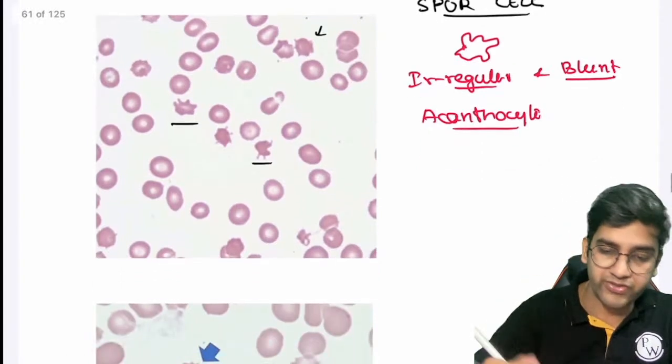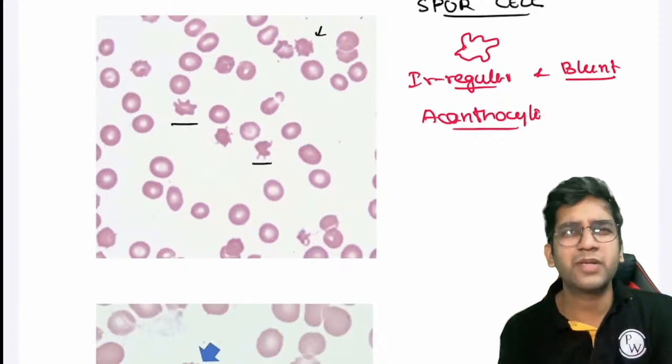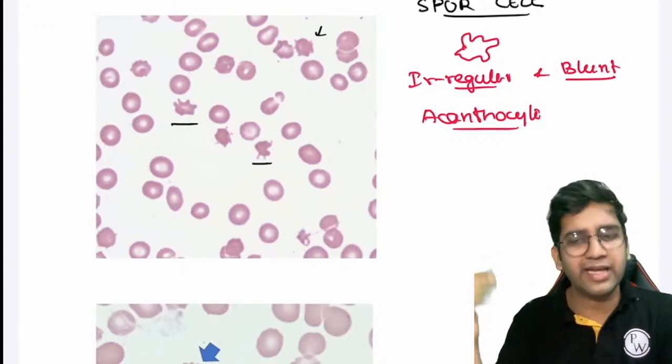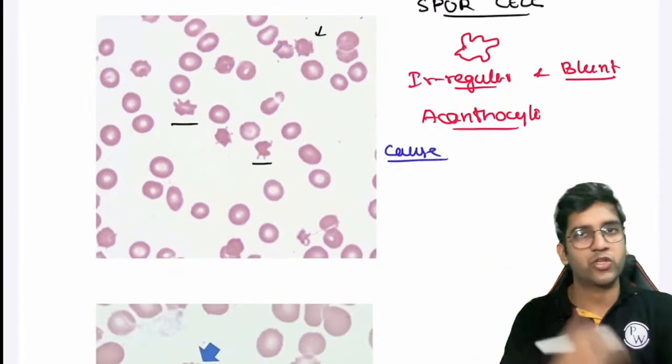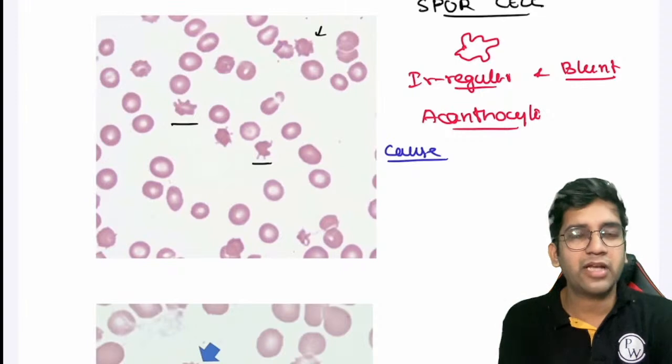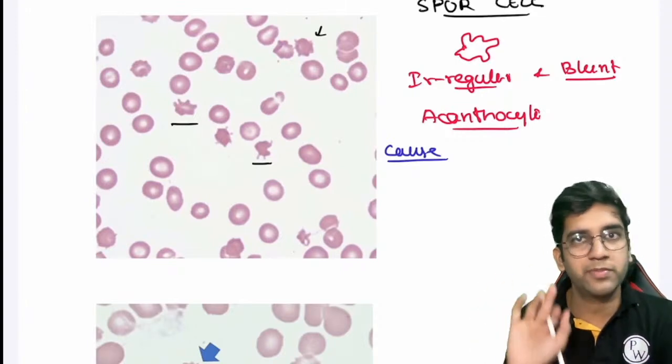So when do you see a spur cell? First of all, it's a normal RBC. We have to understand why it is becoming irregular. If I understand that, I can easily enumerate the causes or etiology where you see the acanthocyte or spur cell. When I have an RBC membrane, if it's becoming irregular, my major problem is in the membrane.